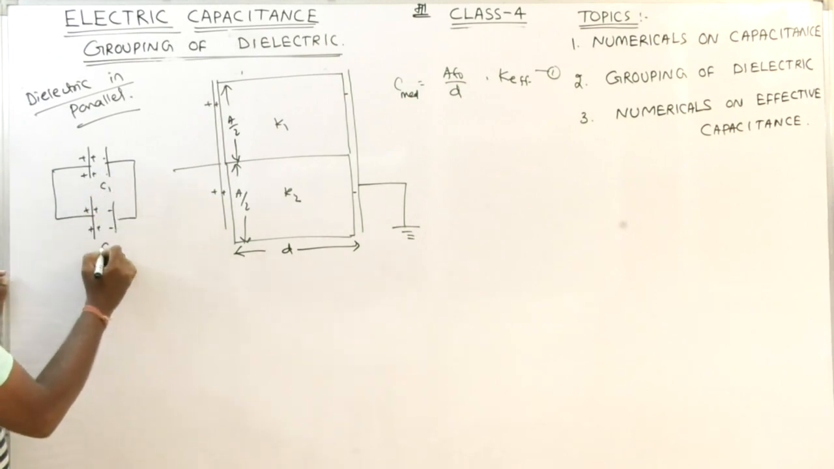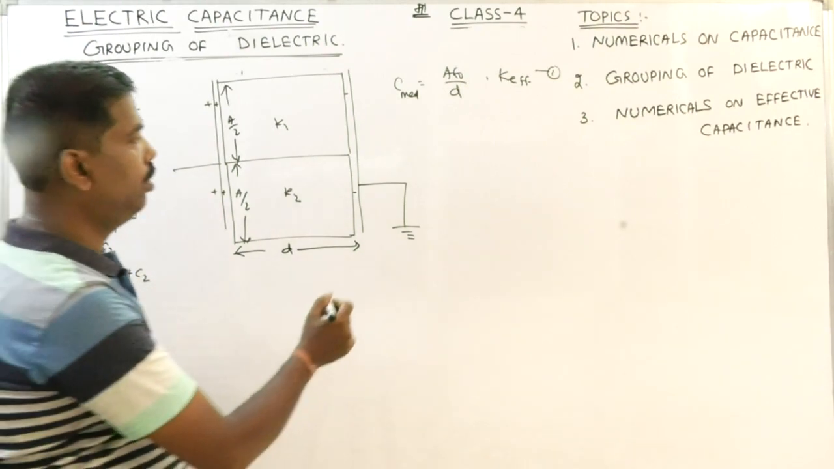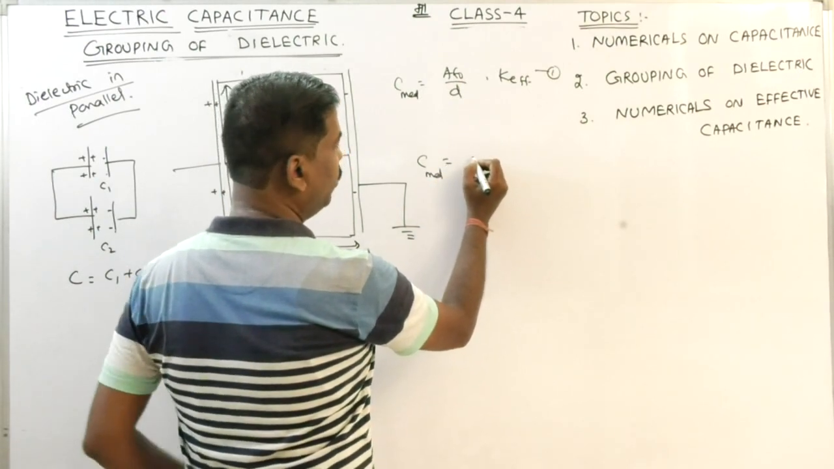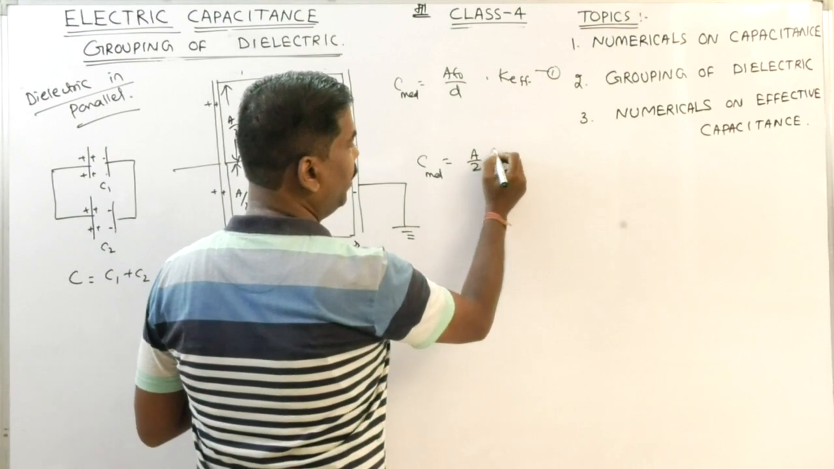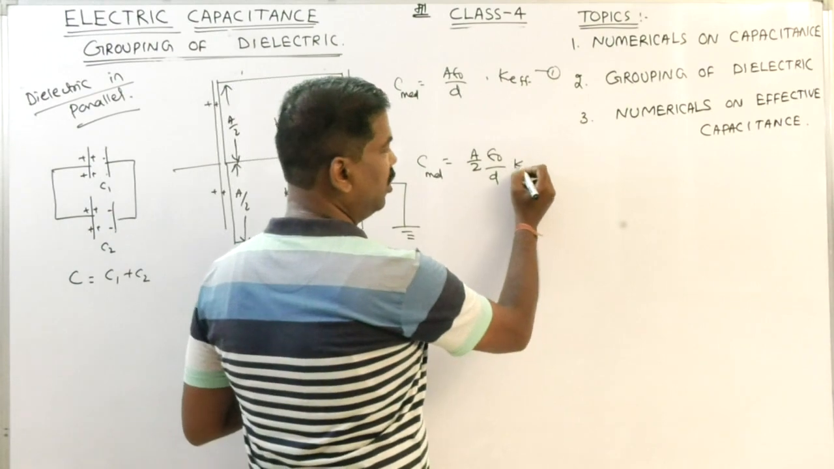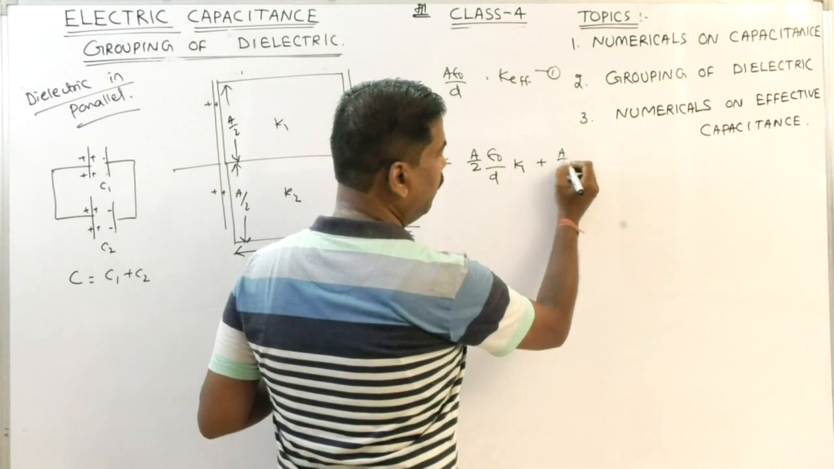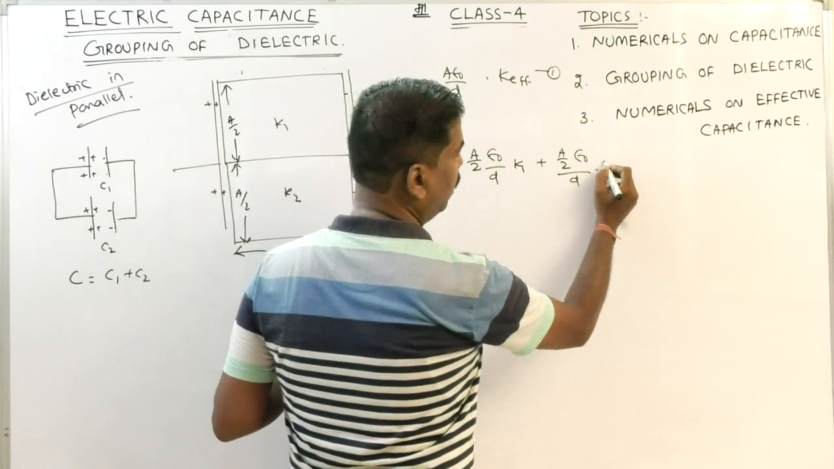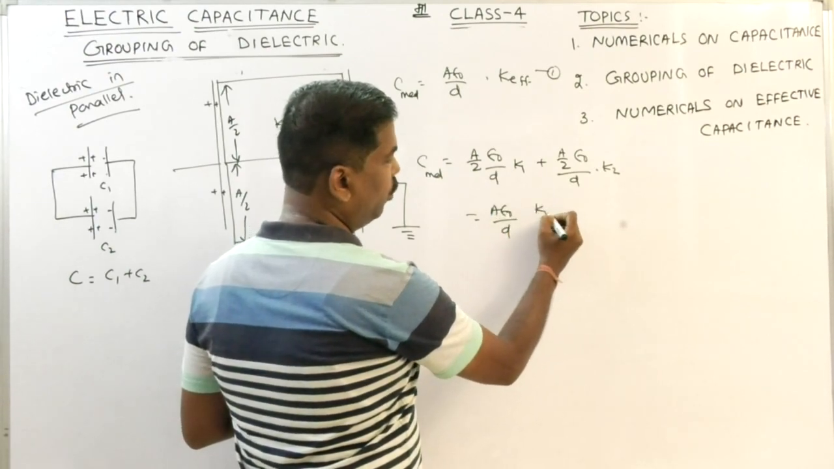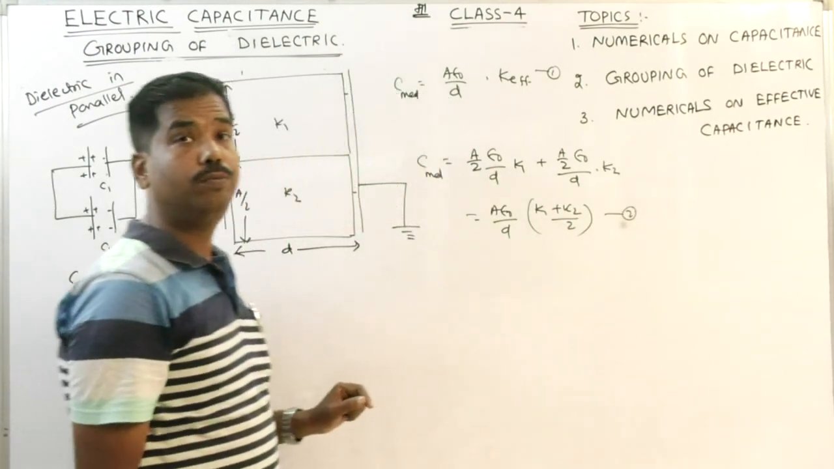Okay, so let it be C1 and C2. So net capacitance is how much? C1 plus C2. Therefore, C medium is found to be how much? C1 plus C2. C1 is equal to A by 2 epsilon 0 by D into K1. C2 is how much? Again area A by 2 epsilon 0 by D into K2. I can take common A epsilon 0 by D, so it is found to be K1 plus K2 by 2. This is equation number 2.